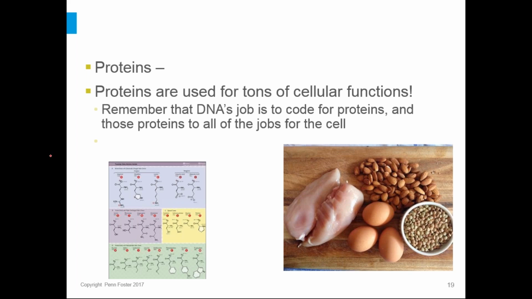And this on the left is a diagram showing all of the amino acids. There are 20 different amino acids, and those get put together in different combinations to make all of the different proteins in the body.